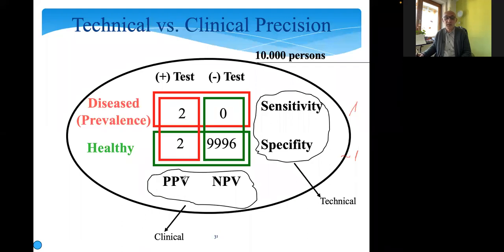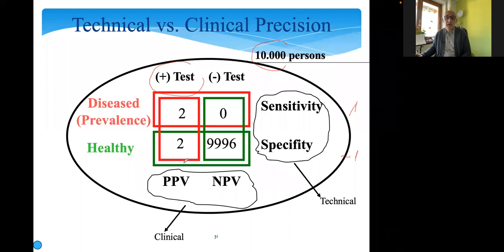What about the positive predictive value? Positive predictive value was about the people with the positive test. And here I have 4 people with the positive test. Very low prevalence. And the prevalence is 4 out of how many? 9,996 plus 4, 10,000. Out of these 10,000 people, I have only 4 with the disease, very low prevalence.